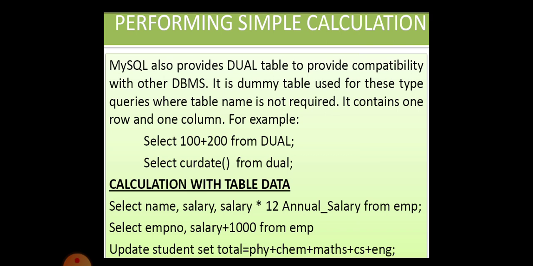Look at the second example: select EMPNO, salary plus 1000. So every employee's salary will be displayed as incremented by 1000. Then look at the update command. Simple calculations can also be used with the update command. Here the total is updated with total equals the marks of physics plus chemistry plus maths plus CS plus English. So the total will be displayed, or updated, within the table.